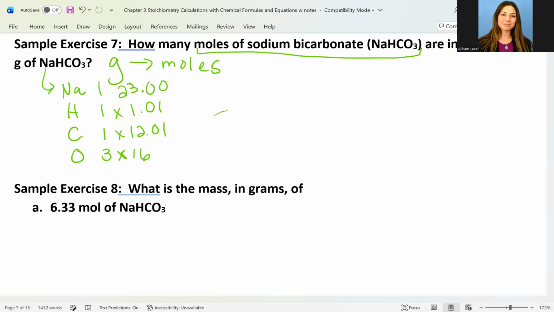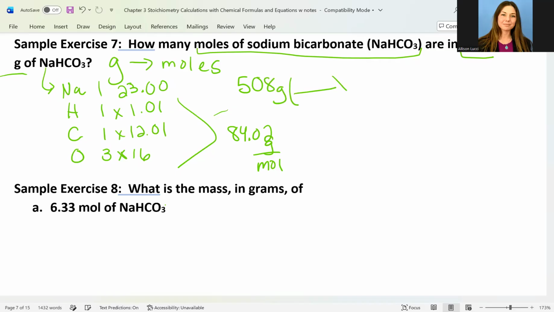So we would add all these up. So we have 40 plus 12 plus 1 plus 23. We find the molar mass for sodium bicarbonate to be 84.02 grams per mole. And that will help us with our conversion. So we start with what we're given here, 508 grams of sodium bicarb.